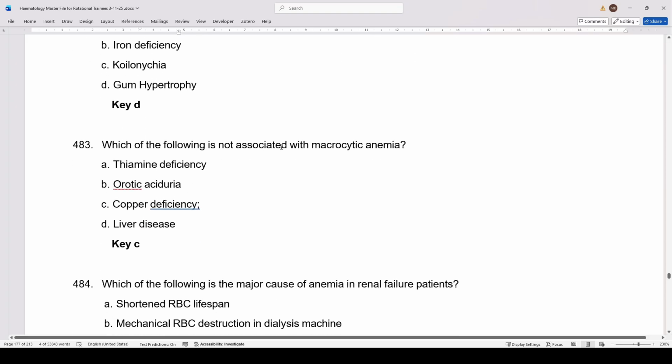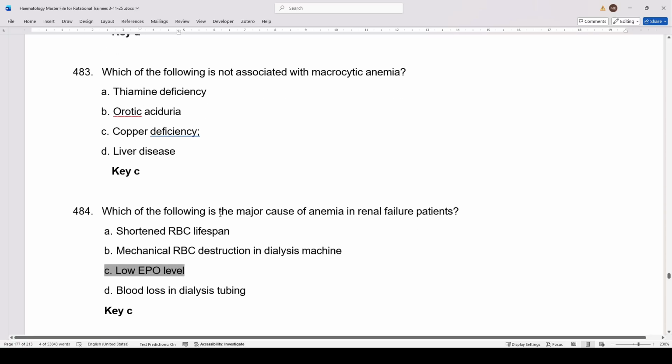Which of the following is associated with macrocytic anemia? Okay, so with macrocytic anemia, copper deficiency is associated. Okay, it causes a sideroblastic anemia. Copper deficiency and zinc toxicity are causes of sideroblastic anemia.